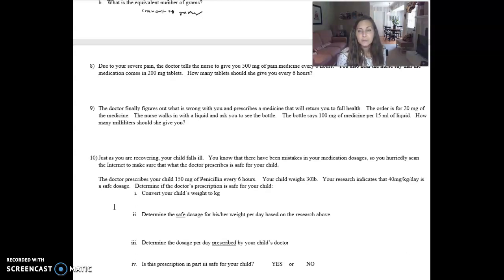It has 100 milligrams of medicine per 15 milliliters of liquid. 100 milligrams of medicine per. Now, remember, we've already talked about this. Per means to divide. So you could take 100 milligrams divided by 15 milliliters, and that would tell you the milligrams per 1 milliliter.